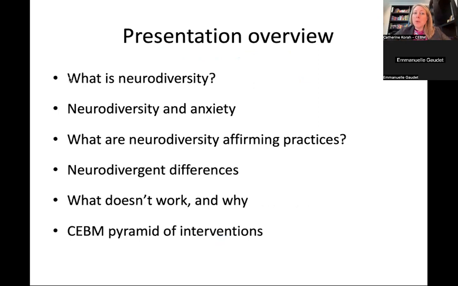We're going to look at more specifically what does neurodiversity mean and what fits underneath the umbrella of neurodiversity. Then we're going to look at neurodiversity and anxiety, because oftentimes our students who are neurodiverse tend to be statistically more alarmed and anxious. And so we're going to look at that a bit more closely. Then we're going to walk through what are neurodiversity affirming practices.